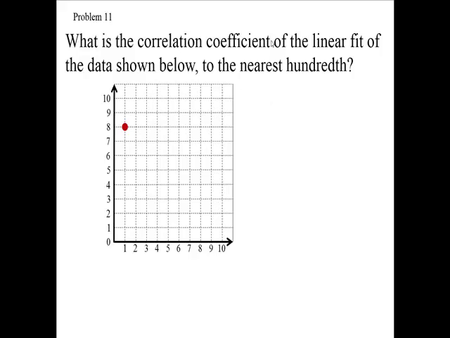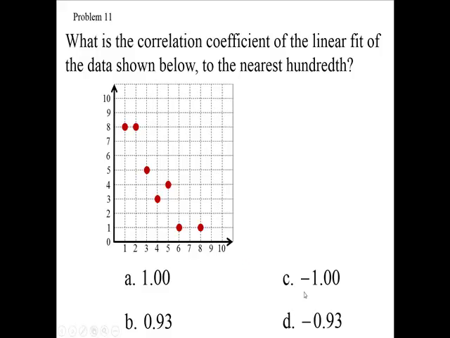What is the correlation coefficient of the linear fit of the data shown below to the nearest hundredth? And we have a point here, (1, 8), then (2, 8). (3, 5), it's not as high as 8, it's only up at 5. (4, 3), (5, 4), went back up again. (6, 1), you're all the way down at 1, and (8, 1). Okay, we have four choices: plus 1, plus 0.93, minus 1, and minus 0.93.